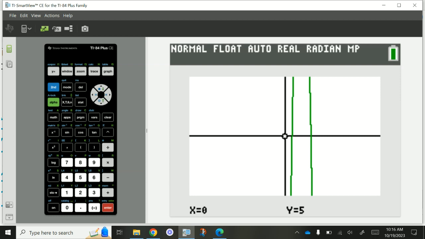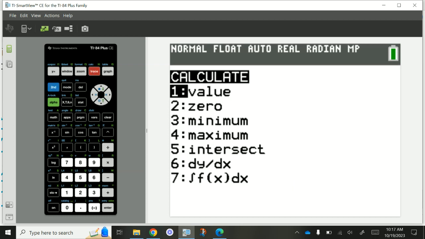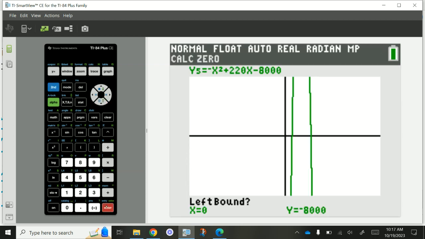I don't need to see the whole thing, right? I just need to see where it's crossing the x-axis. Make sure you push enter again. So zoom, push the number 3, and then when it gets back to your graph, push enter again. And it'll do it. So make sure you get to where you can see it all. And then here we're going to find our x-intercepts, which is our zeros. So second trace, find our zeros.